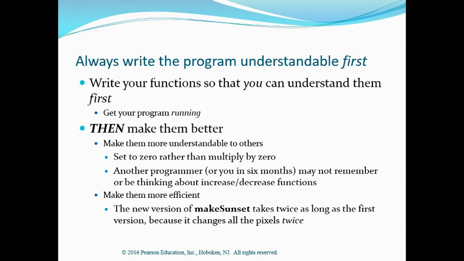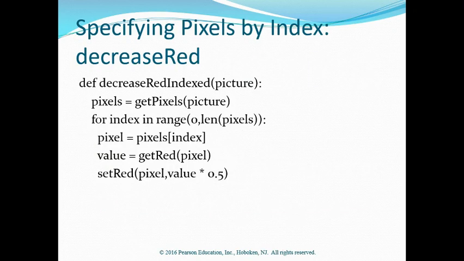Make them more efficient. The new version of make sunset takes twice as long as the first version because it changes all the pixels 2 times. Specifying pixels by index. Decrease red. So we can also, we used range previously in an example.